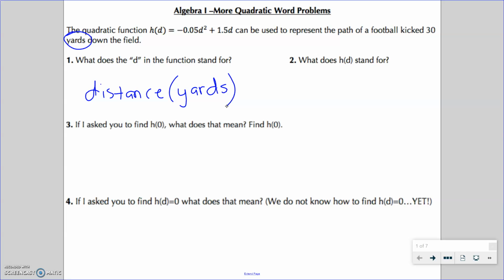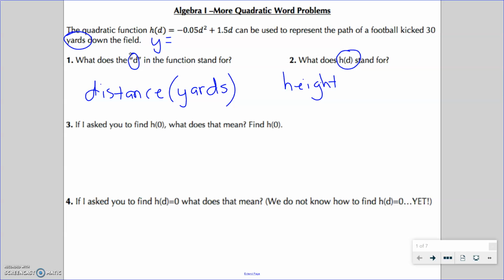So question number 2, what does h of d stand for? So h of d, remember, in this equation, it's almost like you're writing y equals blah, blah, blah. So if the distance is your x value, basically, h of d is your y value. So in this case, the y value is the height, because that's why they're using h. That would be my guess, right? And there's actually no units as of right now. I would think height would probably be yards also, but since they don't specify it, I'm going to leave the units off. So h of d is the height of the football versus d is the distance.